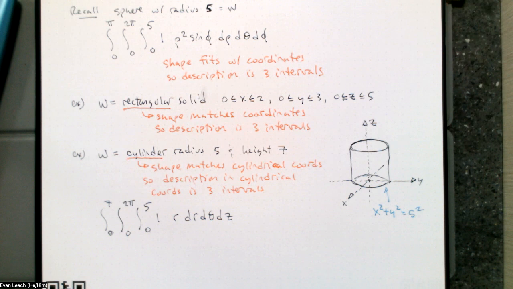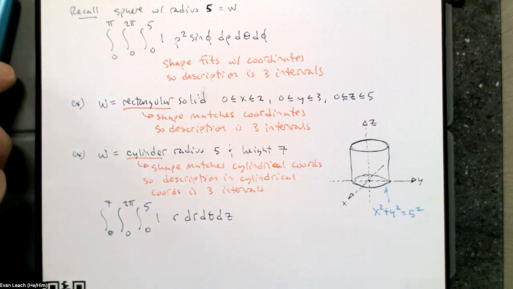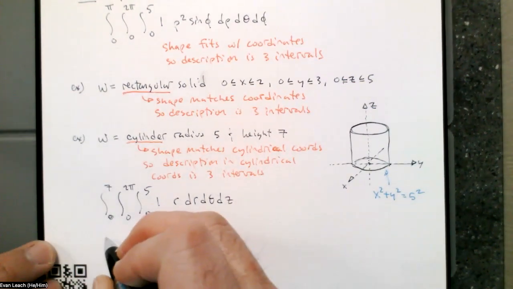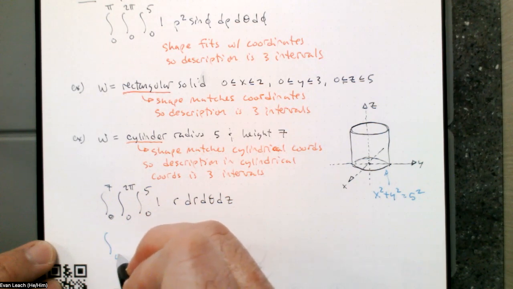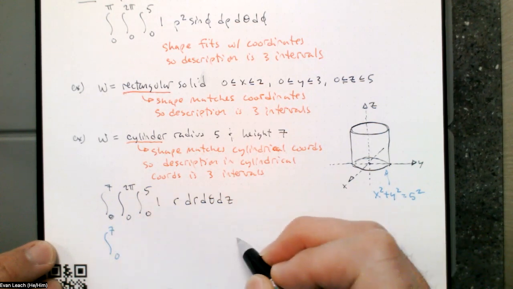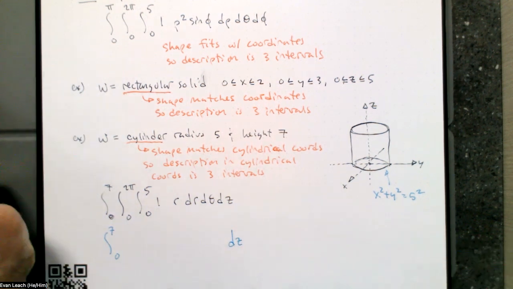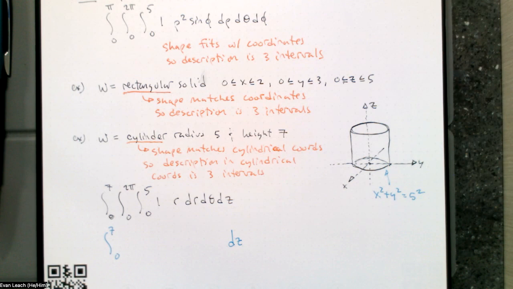Now, when it comes to describing what x is between and what y is between, it would be more complicated. So in rectangular coordinates, the last integral has to be constant, so let's use dz. That's the same in cylindrical coordinates and rectangular coordinates. Z is the same coordinate, height above the xy or r theta plane.